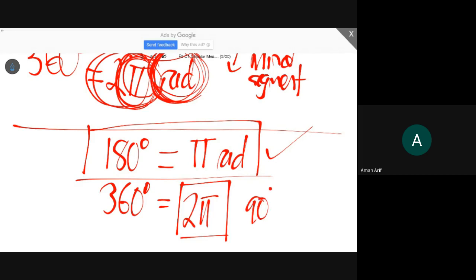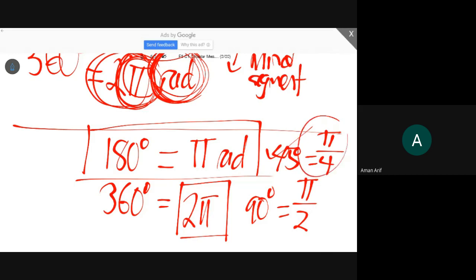90 degree, how much? Pi over 2. Bagus. Kalau 45 darjah, guys, macam mana? 45 how? Wow, very good. Fast maths. Very good. Pi over 4. Correct. Okay, enough of it today.